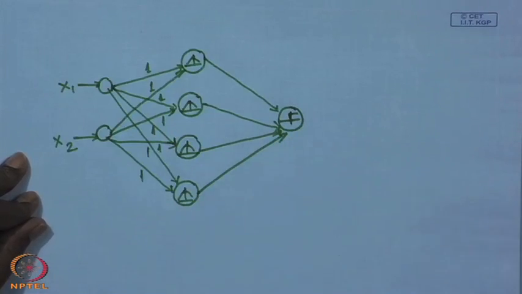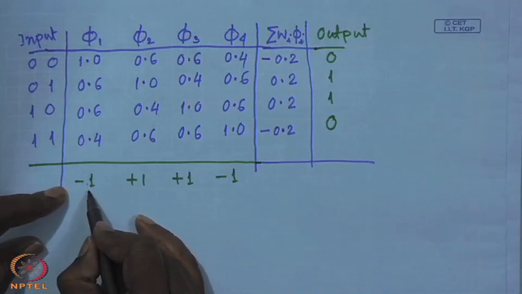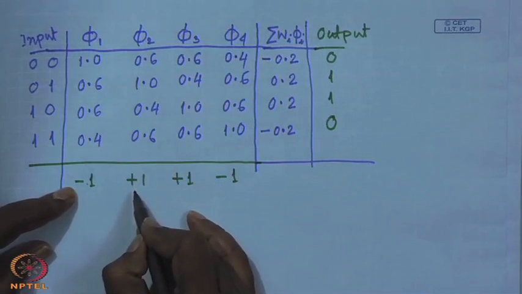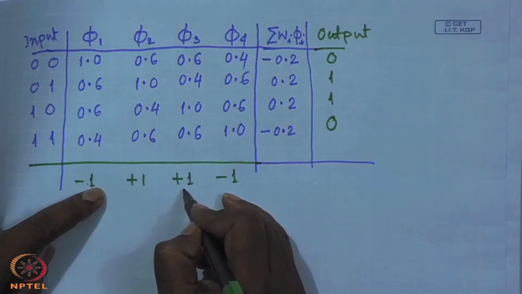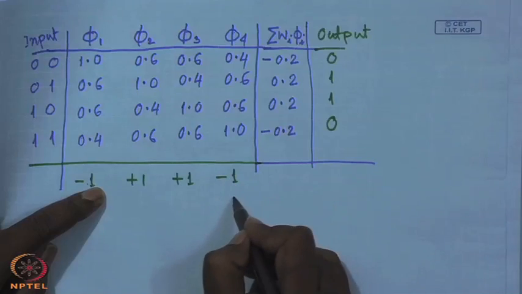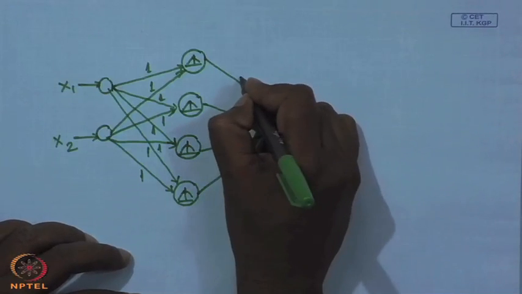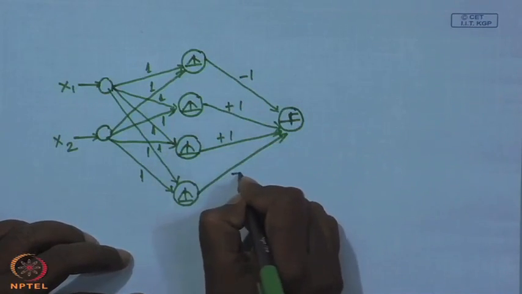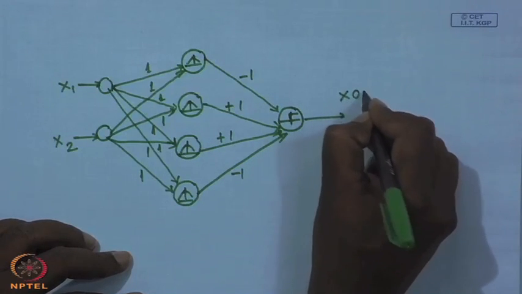And over here, as you can see, phi 1 to the output layer node has a connection weight of -1, phi 2 to the output layer node has a connection weight of +1, phi 3 to the output layer node again has a connection weight of +1, and phi 4 to the output layer node has a connection weight of -1. So, here the connection weights are -1, +1, +1, -1, and this output actually gives me the XOR function.